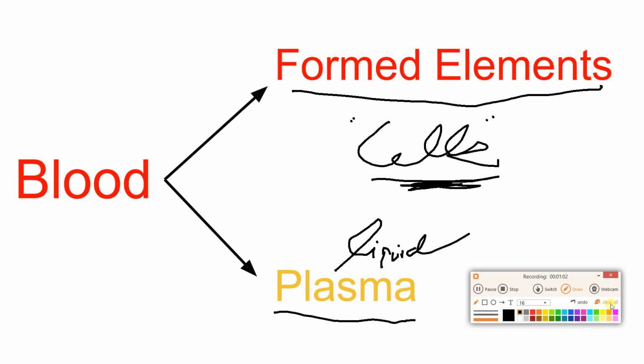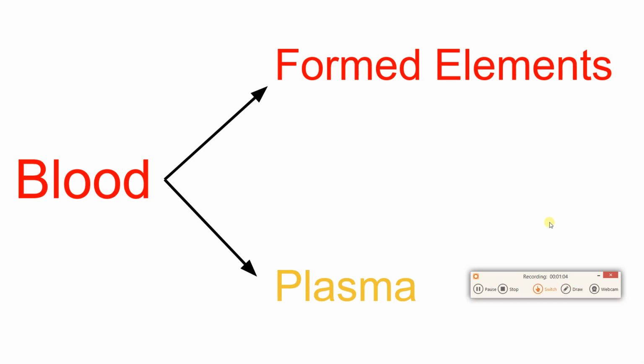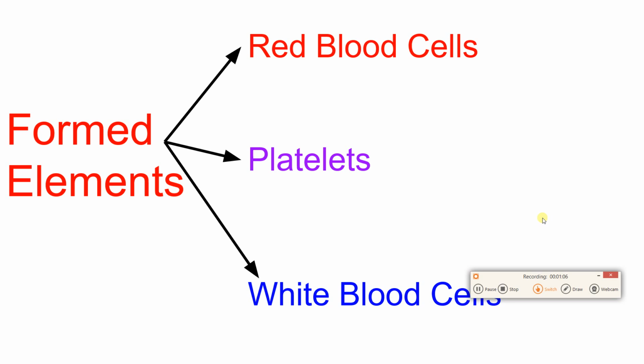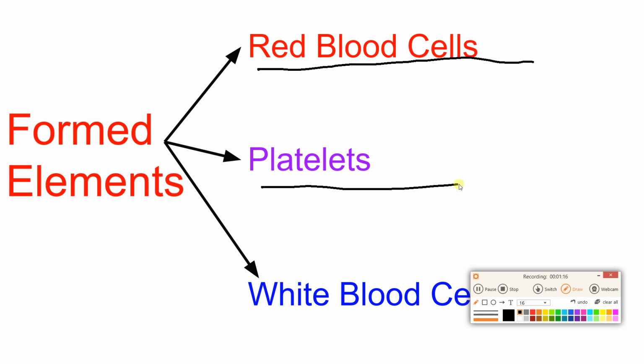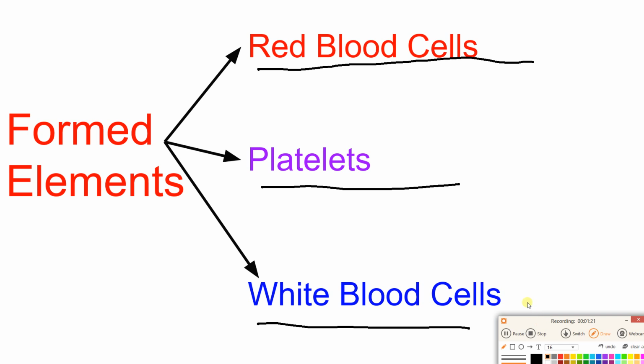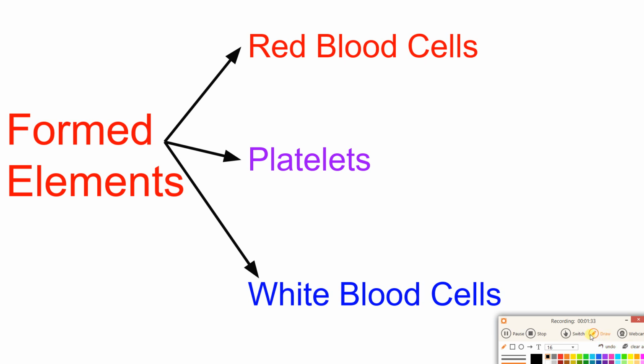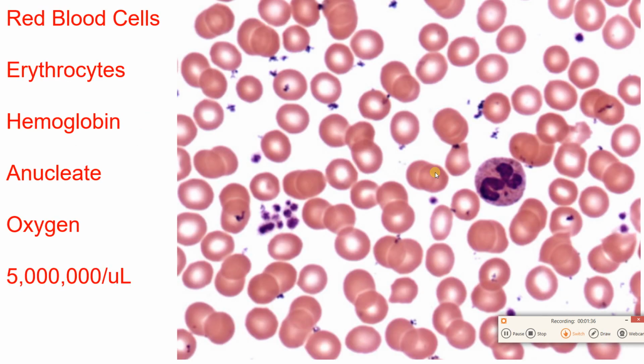All right, let's dive in and realize there are 3 classes of formed elements. There are your red blood cells, platelets, and white blood cells. And this is actually in order of abundance in your blood. So in your blood, you've got mostly red blood cells, followed by platelets, followed by white blood cells. So let us start by talking a bit and then looking at red blood cells.